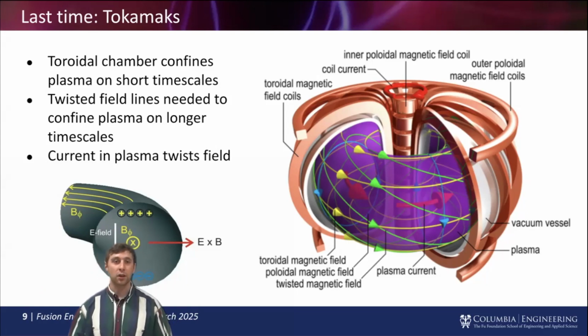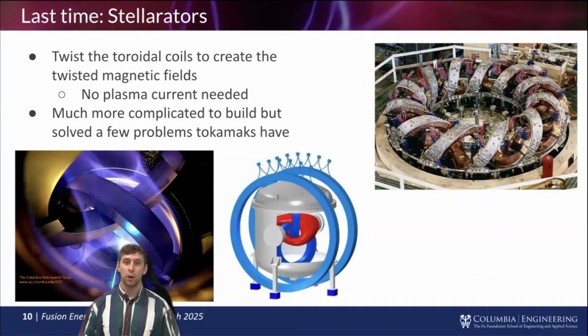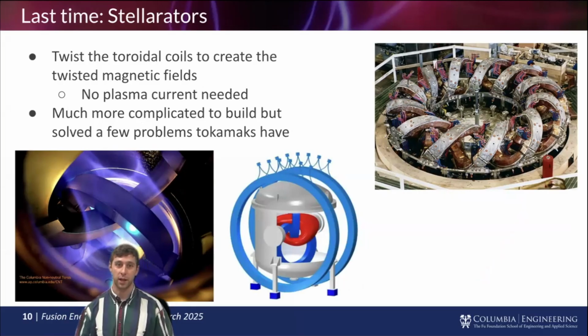We said that there's another way to create this twisted magnetic field structure, and that's with actually twisting the magnets themselves. And this is the approach that stellarators take. So you can see a few examples of some stellarator coils here. In the case of a stellarator, you don't now need the plasma current, which is great because the plasma current can be a source of a lot of instabilities that can cause disruptions or other unwanted effects in your plasma.